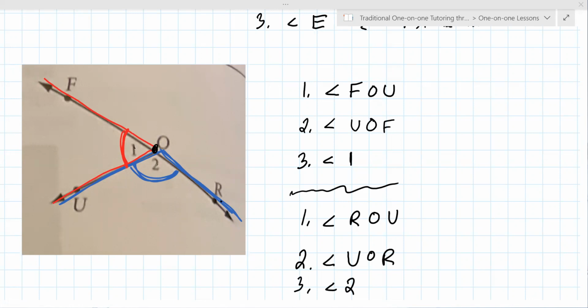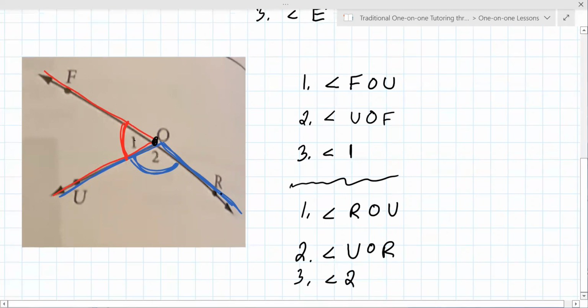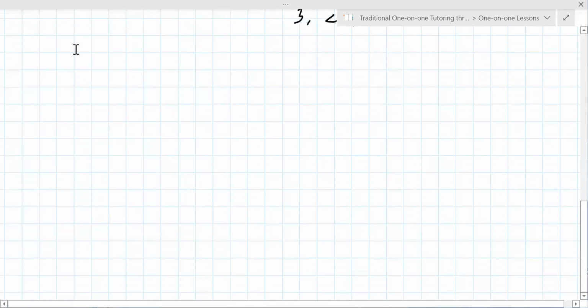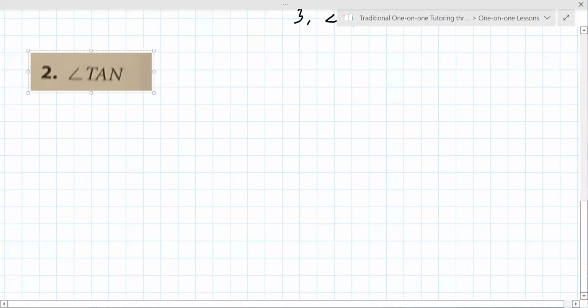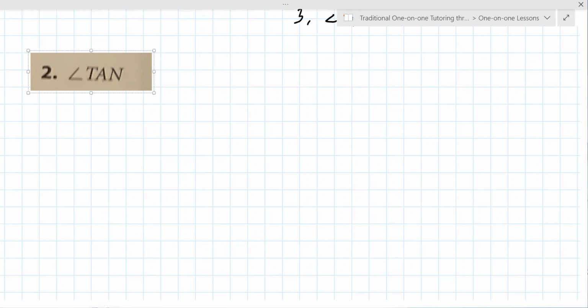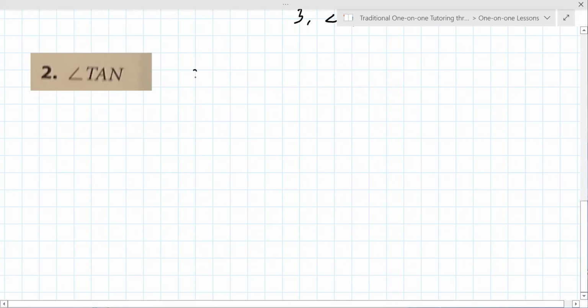All right, so we're going to go to number 2, and we're going to do this a little bit different here. The instructions say to draw and label each angle. Draw and label each angle. But for T-A-N, what I want to draw is an obtuse angle. Do you remember obtuse angle from a previous class? Yeah, I know what the obtuse angle is.